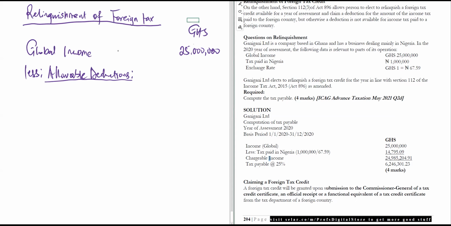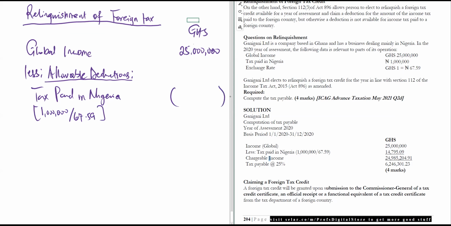So we are going to now less the allowable deduction, which will include the tax paid in Nigeria, right? So we are trying to relinquish the credit. Since the Ghana cedi is smaller in terms of number than the Naira, we must divide to get Ghana cedi. So this will be 1 million Naira divided by 67.59, right? And that gives us the tax paid in Nigeria, in Ghana cedi.